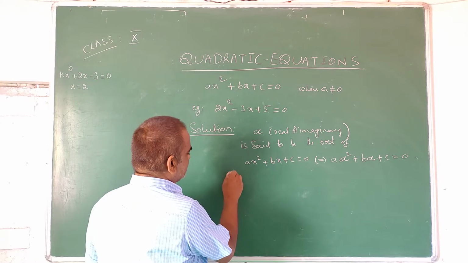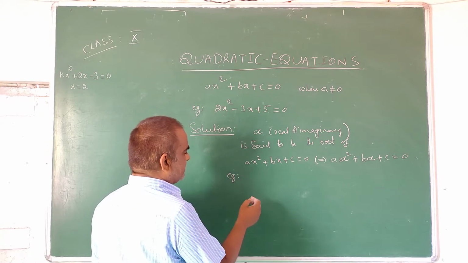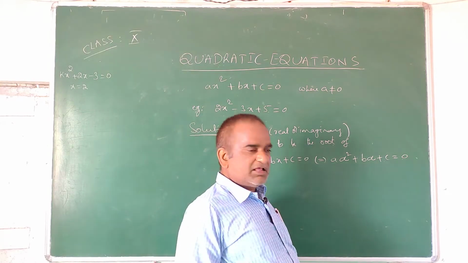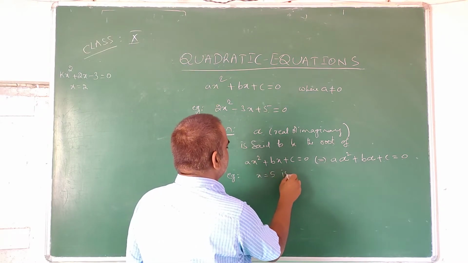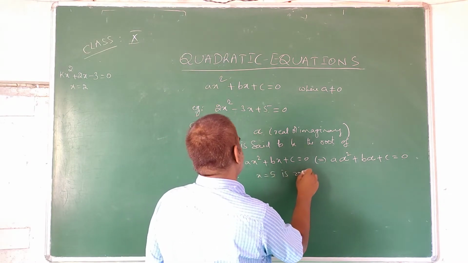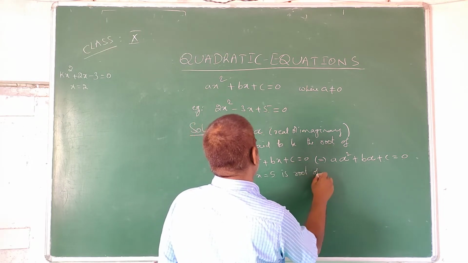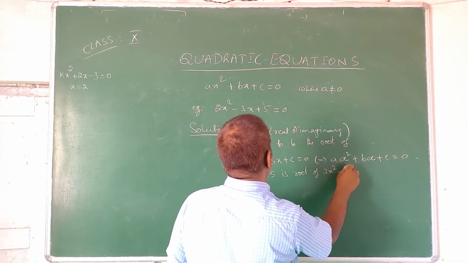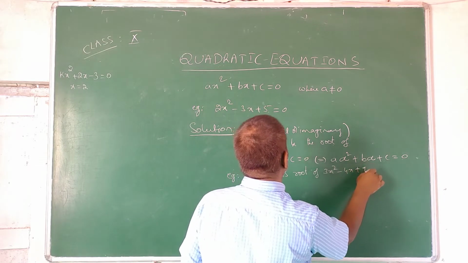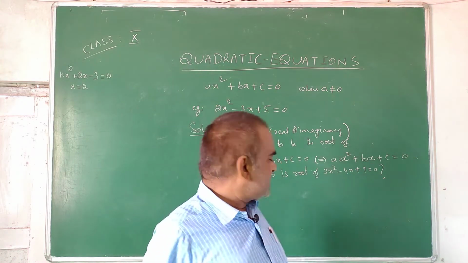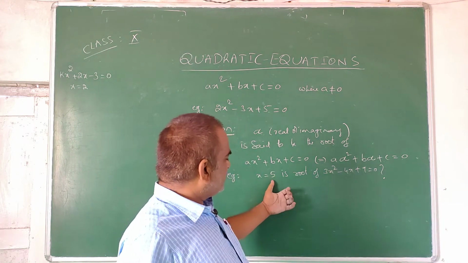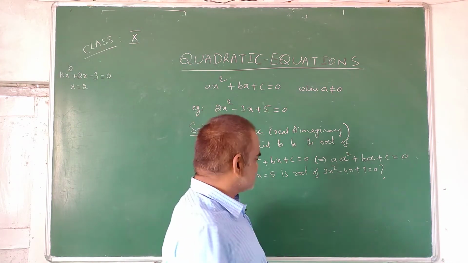Okay, now we'll explain the root concept with an example. Check whether x is equal to 5 is a root of 3x square minus 4x plus 9 is equal to 0. So we need to check whether x is equal to 5 is a root of this equation.